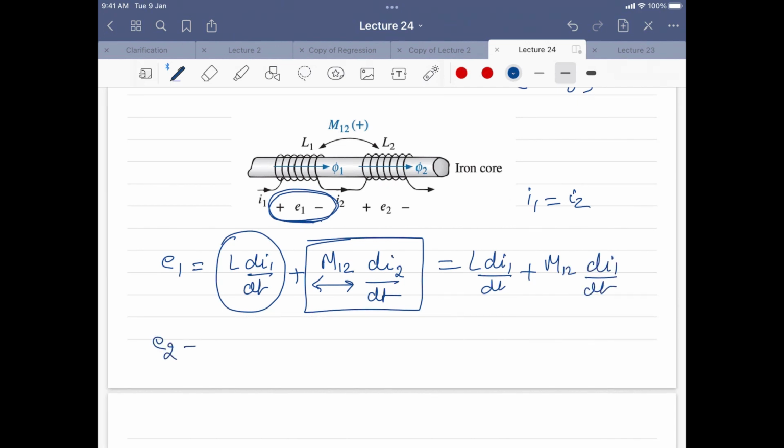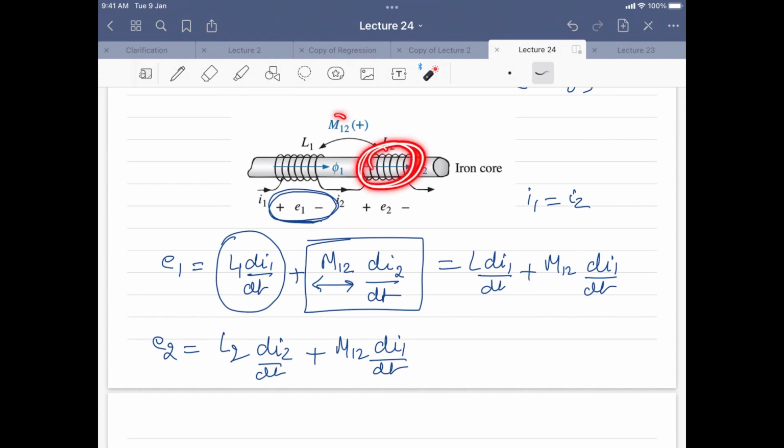Similarly, if you write E2, what will that be? It will be L2 di2 by dt, its own self inductance, plus mutual inductance because of the current flowing in the first inductance here. So this will have a mutual inductance factor with the current flowing in this. This is the mutual inductance for L2. And you know that again I1 is equal to I2, so you can write like this.